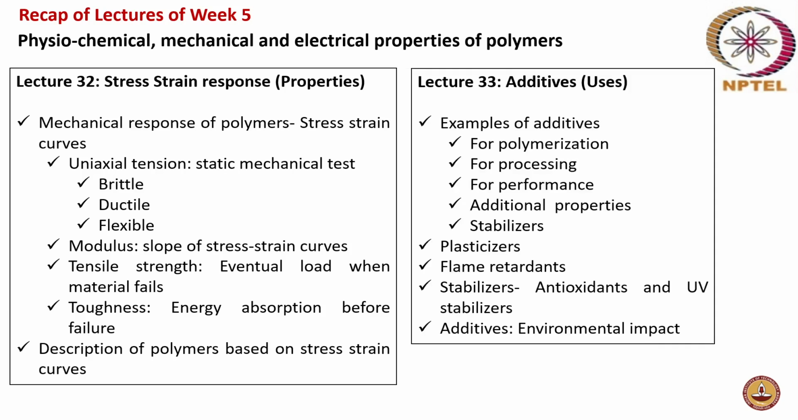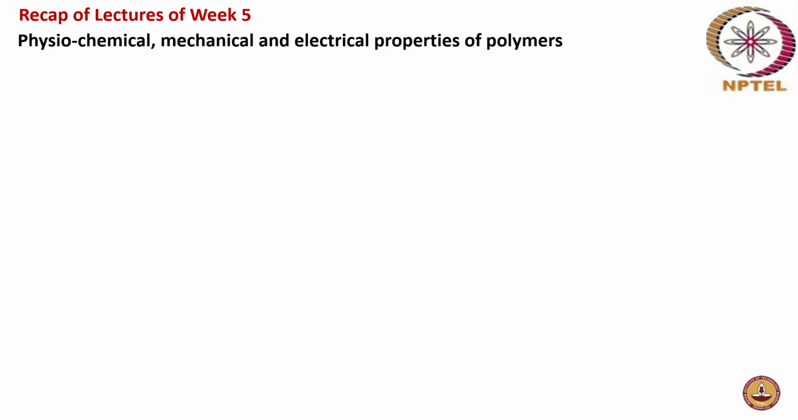and then description of polymers based on stress strain curves. And then the next lecture was on additives, examples of additives for polymerization. And then for processing, you add different kinds of additives. And then for performance, you add different kinds of additives. And then to enhance certain properties, to give some additional properties, there are some additives that are being added, stabilizers. And then there was a discussion on plasticizers, flame retardants, and then stabilizers like antioxidants and UV stabilizers, additives that have environmental impact. So these aspects were discussed in lecture 33.